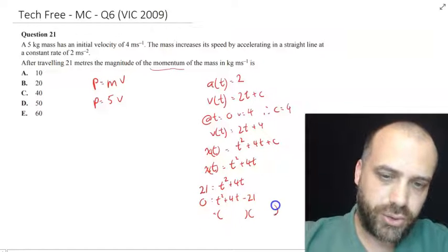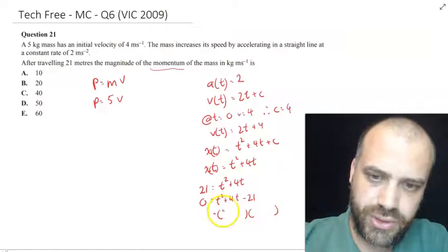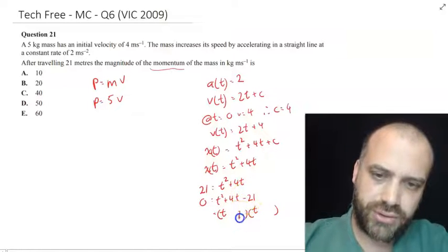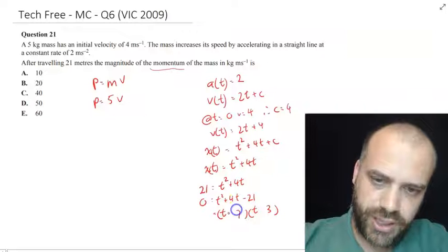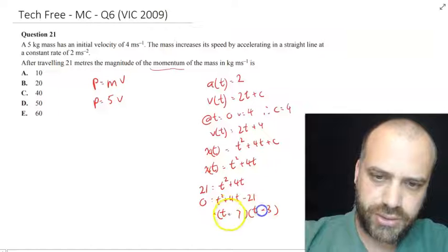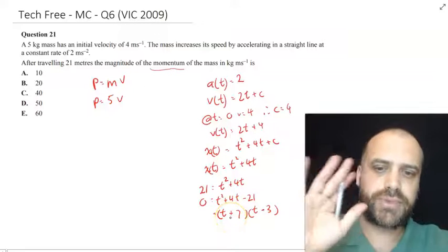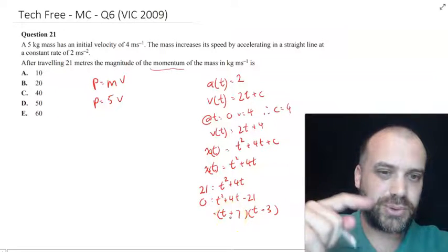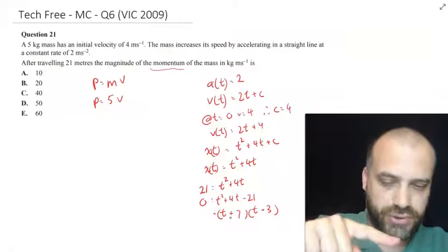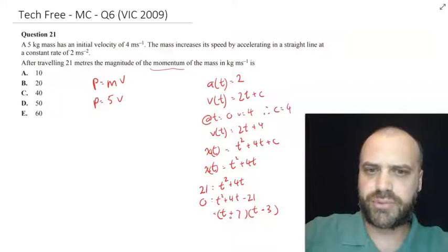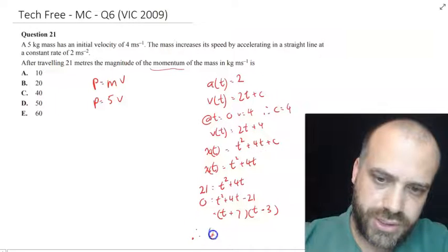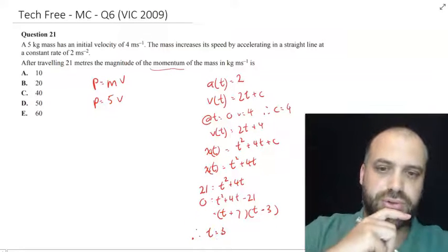Factorising this monic quadratic shouldn't be too hard for you. You've got t here, you've got t here. Feels like a 7 and a 3. And I'm going to need, which one of these needs to be negative? Probably this one, right? Okay, that checks out. So t can be equal to -7 or t can be equal to +3. But this is time, right? So we need to reject that negative solution. Therefore, t is equal to 3.